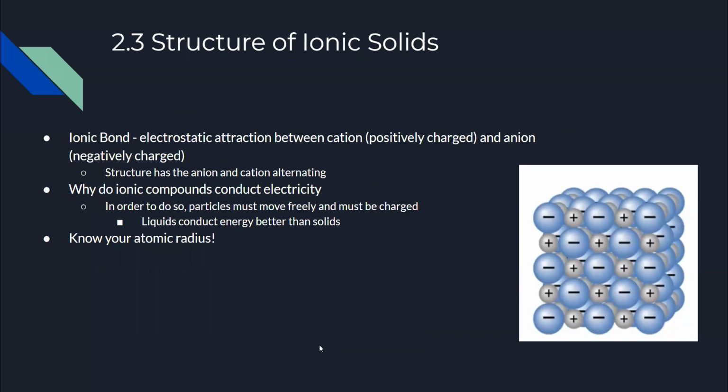2.3 Structures of ionic solids. So an ionic bond is basically, like I said before, an electrostatic attraction between a cation and an anion. So the structure of an ionic solid has the anion and cation alternating.